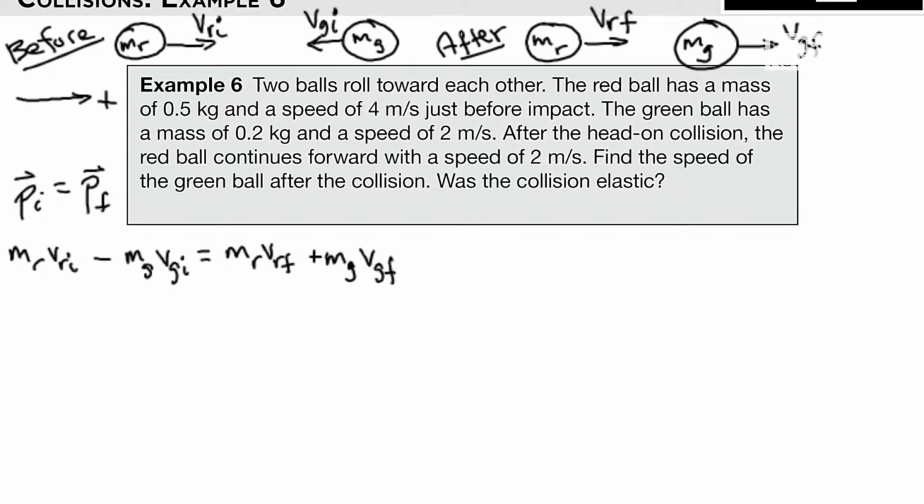So what we need to find is the final speed of the green ball. So let's isolate for that. And we can do that by taking this term and bringing it to the other side.